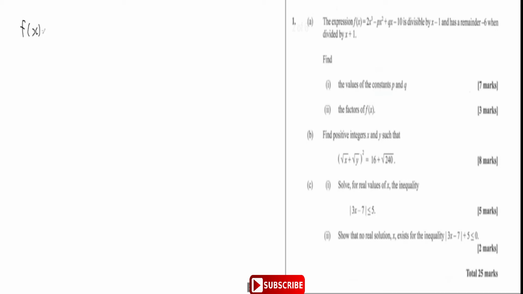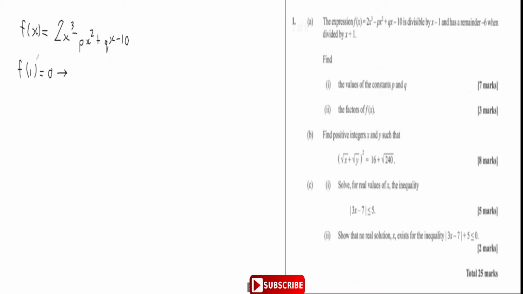We have f of x is equal to 2x cubed minus px squared plus qx minus 10. Now let's hear what they say next. The next thing that they say is that it is divisible by x minus 1. If it is divisible by x minus 1, then they're telling us that f of 1 is equal to 0. Now if f of 1 is equal to 0, what does that tell us?